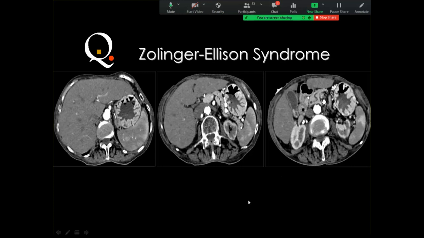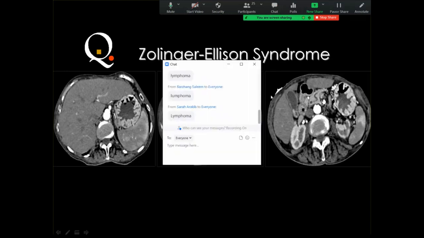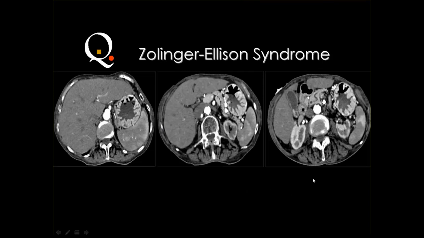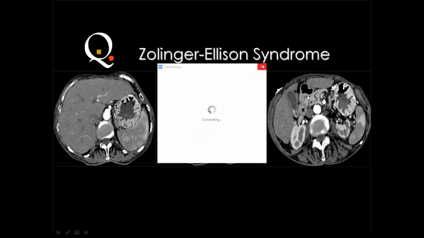You know, the syndrome is composed of a triad of gastric hyperacidity, multiple peptic ulcers, and a pancreatic non-islet cell tumor. You may say that lymphoma is also one of the possibilities, but lymphoma does not respect the gastric rugae like this pattern.